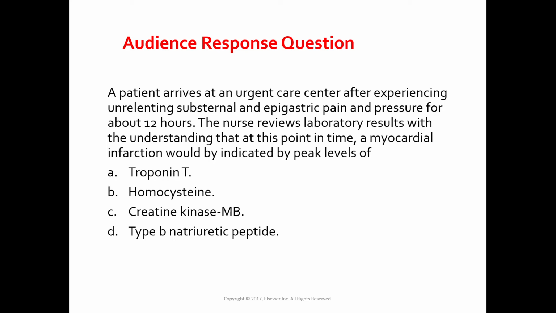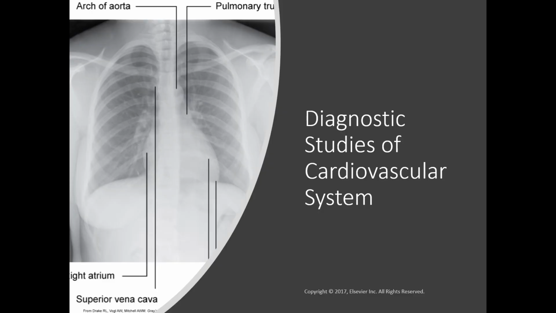Troponin. Troponin is the myocardial muscle protein that's released into the blood after any type of injury, like a myocardial infarction. It will peak anywhere between 12 hours, up to about a full day, up to 24 hours. It's the longest lasting one. So that's the one we would be looking at for sure.